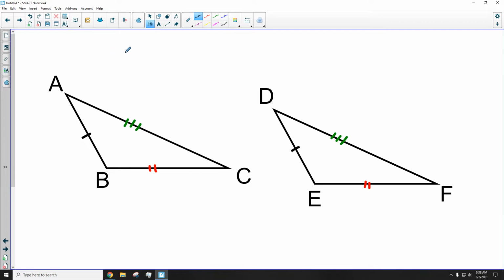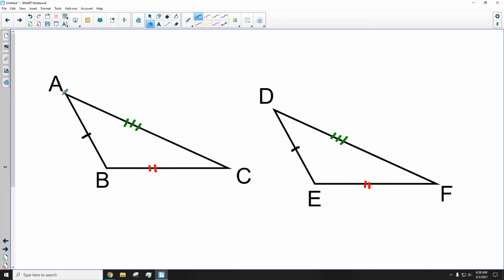A congruency statement is a little mathematical writing. Well, it's not a sentence. It kind of looks like an equation, but it's a statement that says that this triangle is equal to that triangle. Now, we could just say these two triangles are congruent, and they are, but in the math world, things can be a little more complicated at times.